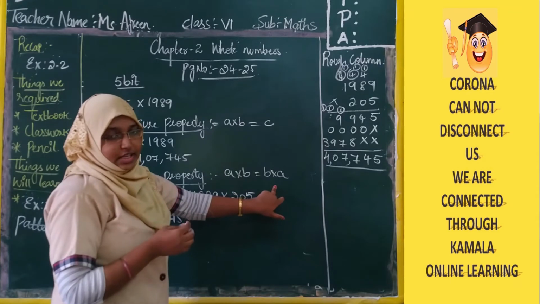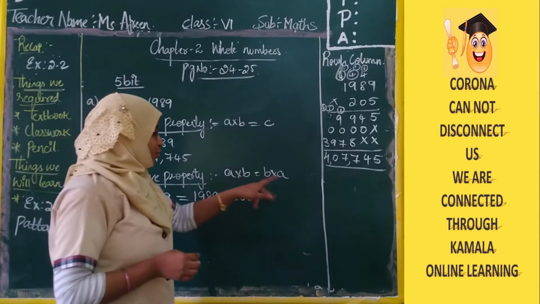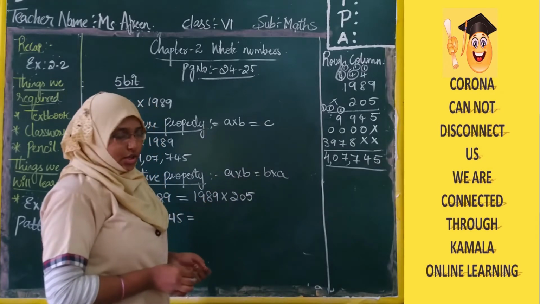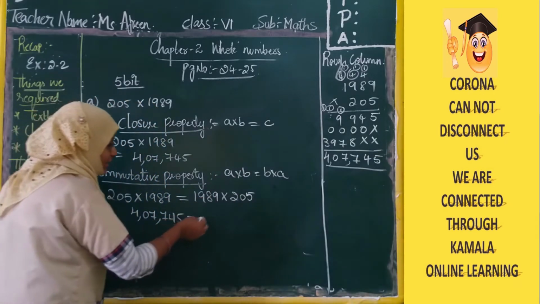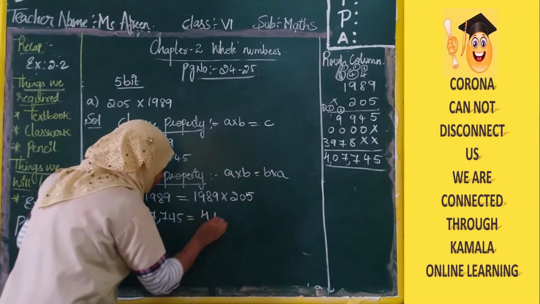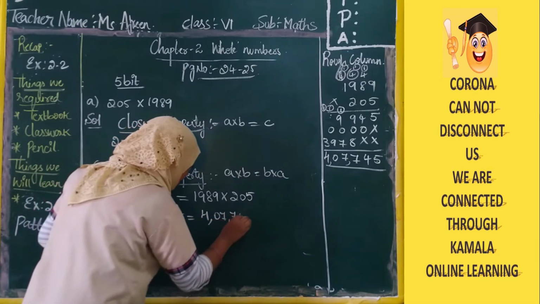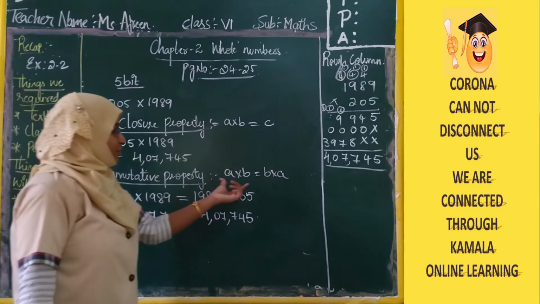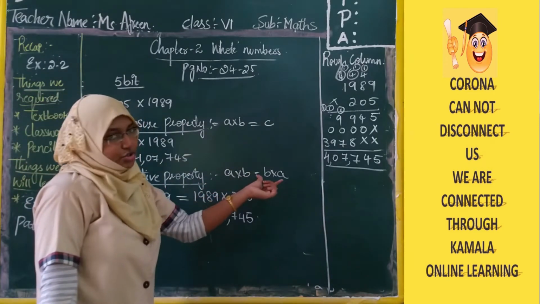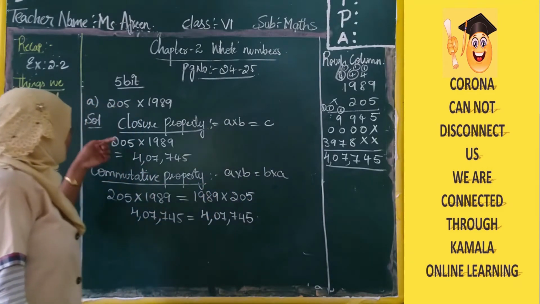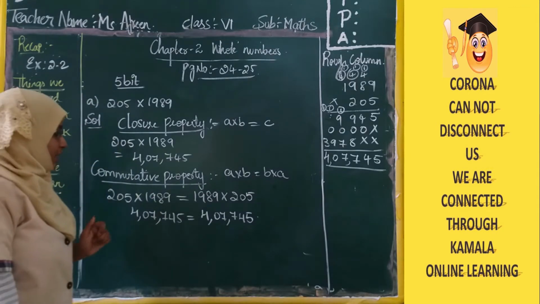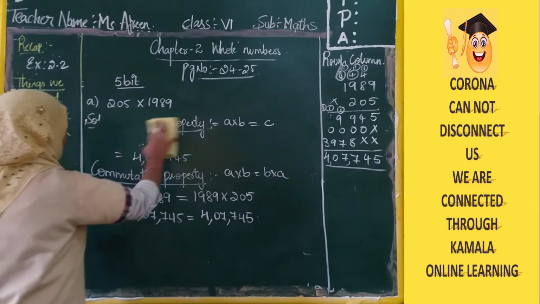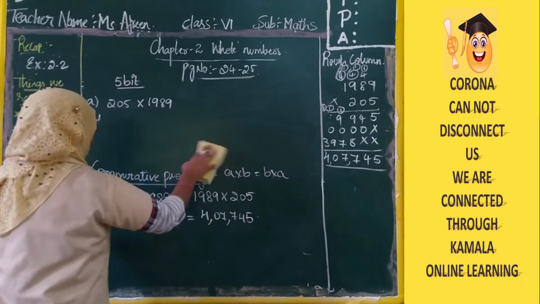Just like in the last session, when you do 3 into 4 and 4 into 3, 3 fours are 12, and 4 threes are also 12. So 1989 into 205 is also 4,07,745. Right? So that is the commutative property, A into B equals B into A. So we have done the closure property and the commutative property. Let us move to the next property, the distributive property. Let's see whether we get the same answer or not.